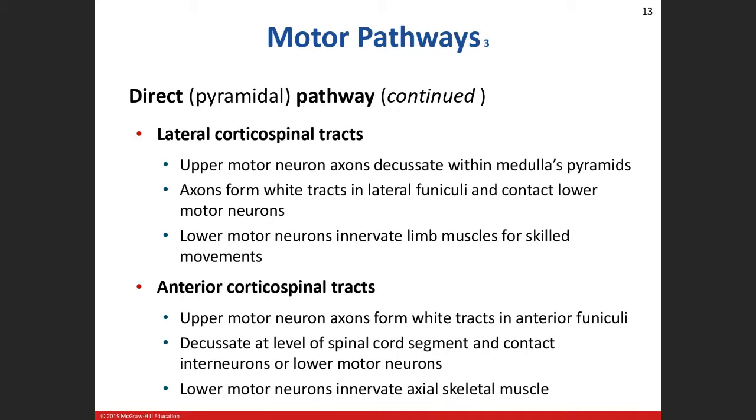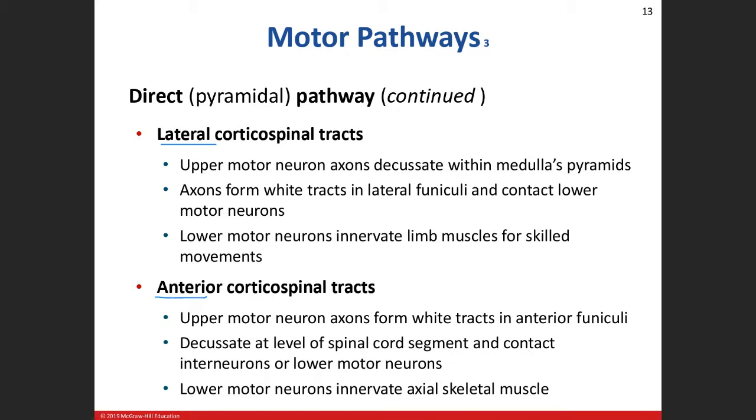So we have two types that we're going to discuss: the lateral corticospinal tract and the anterior corticospinal tract. Okay? Very, very important that you know these two. When we're talking about the lateral corticospinal tract, because remember, we're talking about skeletal muscles, the left side of your brain controls the right side of your body. So those fibers need to cross over.